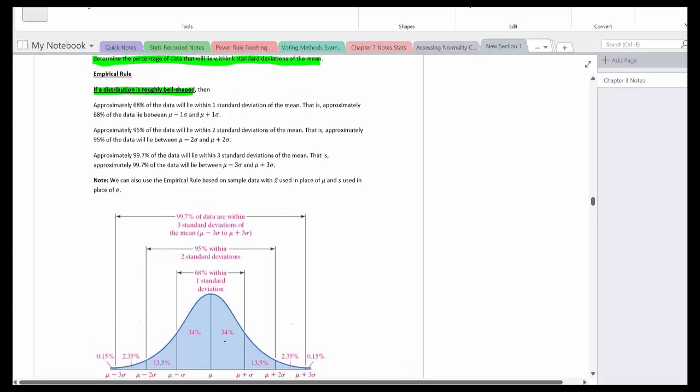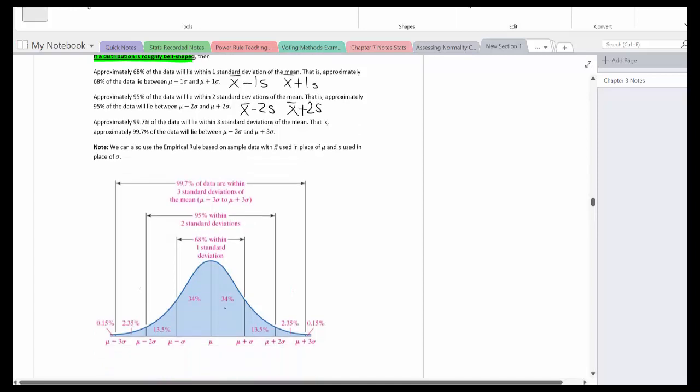So we can also use the empirical rule based on sample data with the sample mean and the sample standard deviation. So I could write this as this. And with 2 standard deviations, I could do this also. Okay, so 68%, 1 standard deviation.